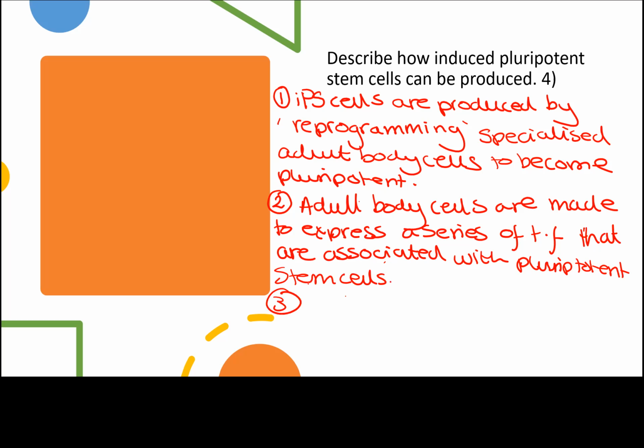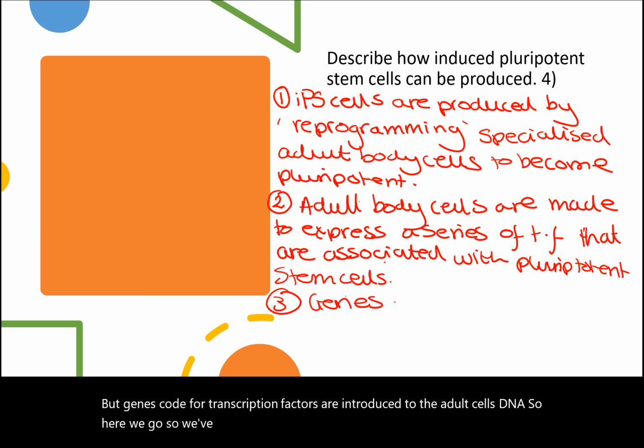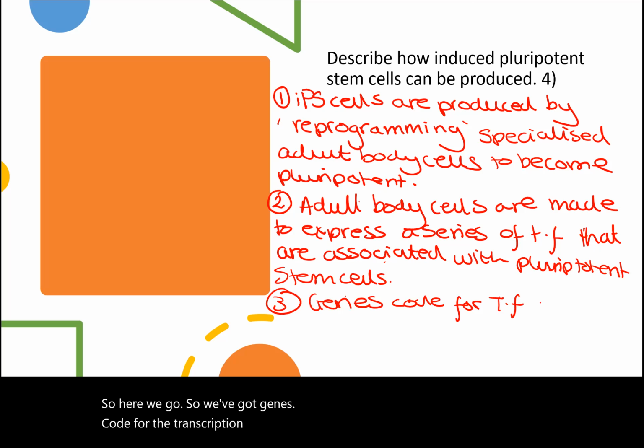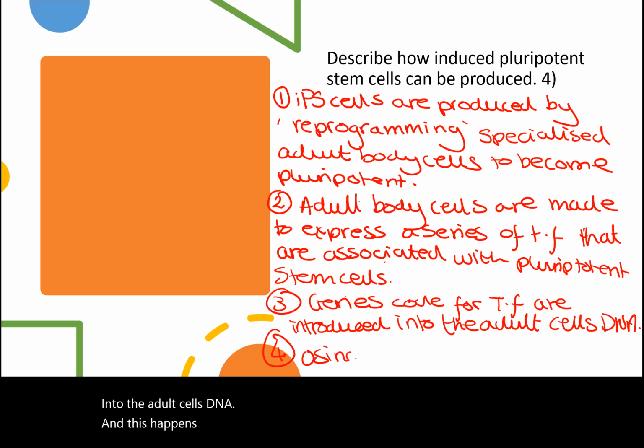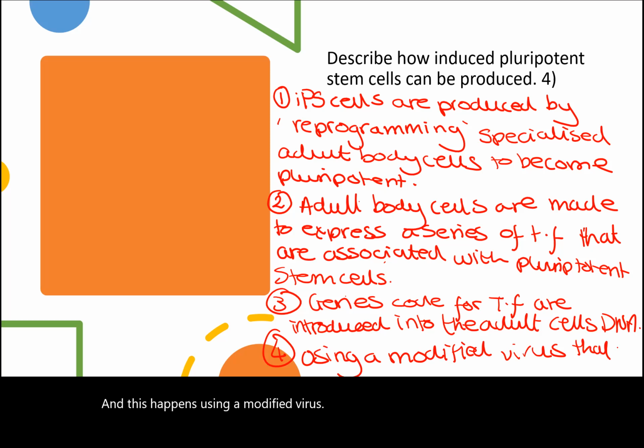Third mark, the genes that code for the transcription factors are introduced to the adult cell's DNA. So here we go, we've got genes that code for the transcription factors are introduced into the adult cell's DNA. And this happens using a modified virus that has the genes in its DNA.